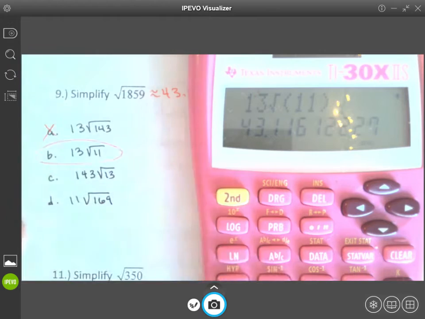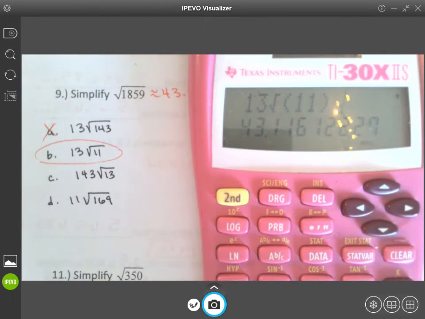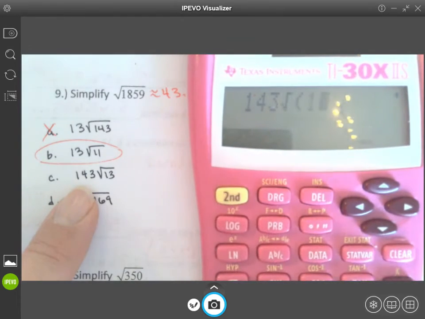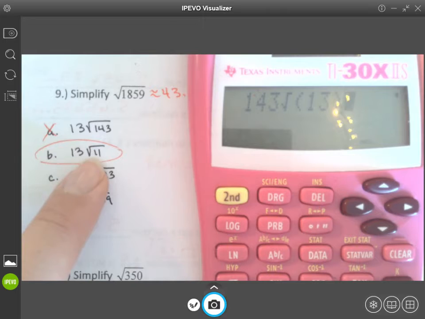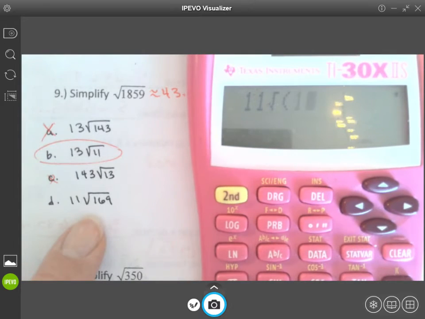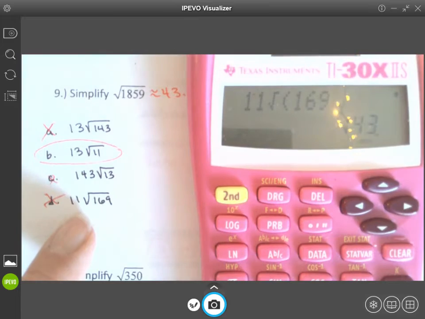Now, before I'm done, I could have two of the same answer. Now, I don't think that's going to happen here. 143 times the square root of 13 is going to be much bigger. I mean, 13 square root of 11, this is going to be much bigger. So it's not this one. And then this is 11 square root of 169, and that's 143. Okay, do you see what happened to this one?